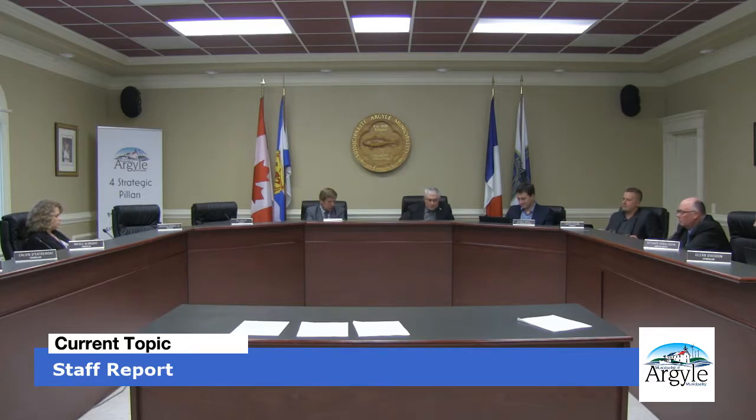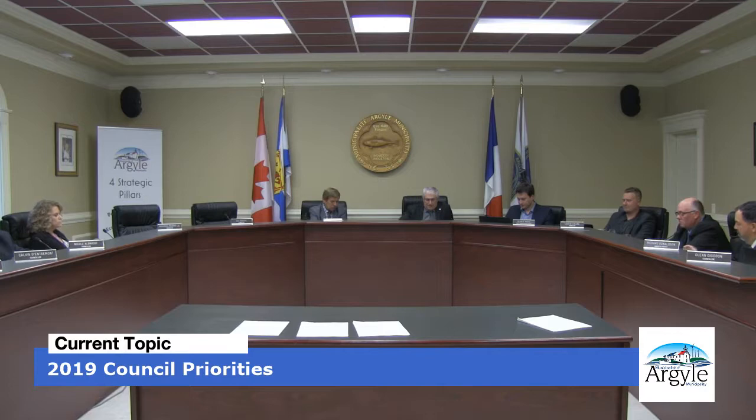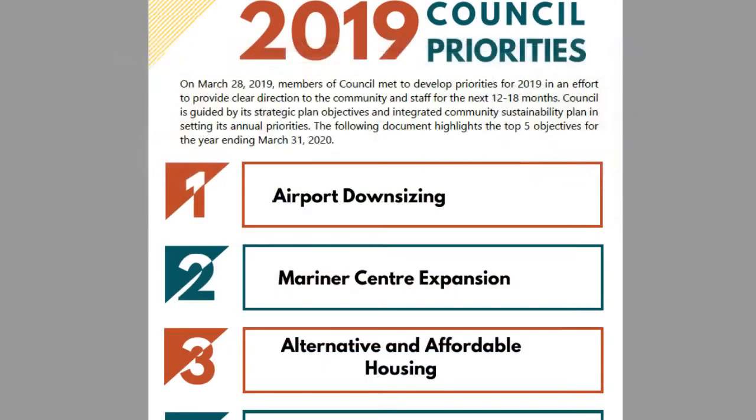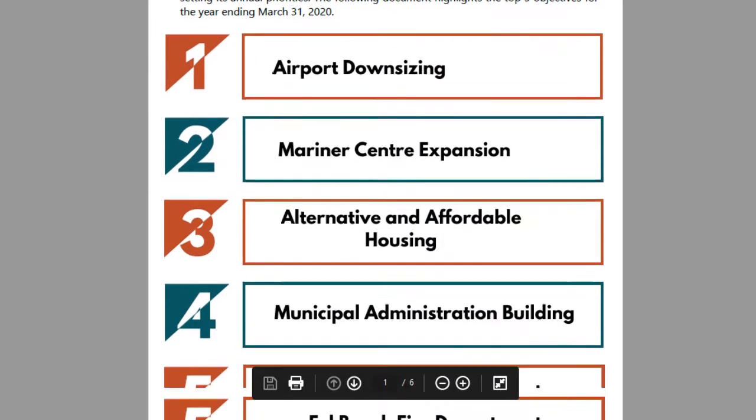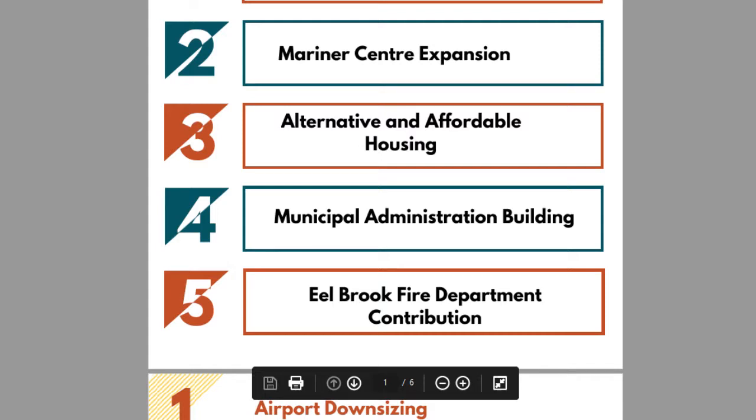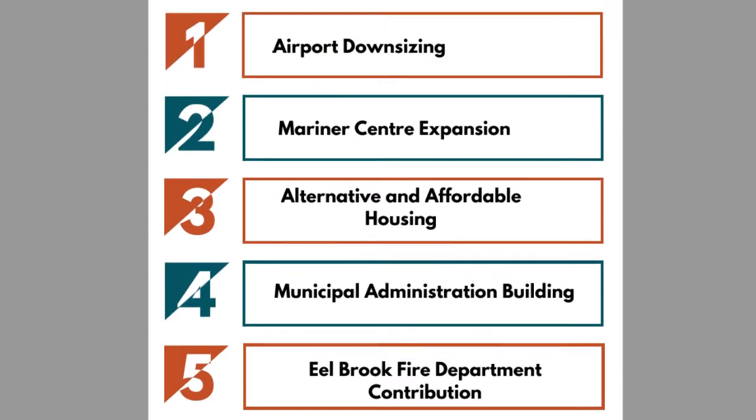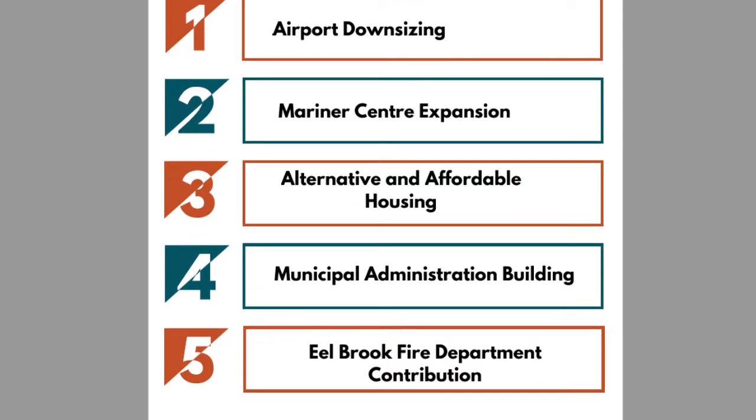Well, if there's no questions, strategic priority topics, there were none for decision. Council priorities, there's an attachment and all our five priorities are listed: airport downsizing, Mariner Center expansion, alternative and affordable housing, municipal administration building, and the Oakbrook Fire Department construction. So we need a motion to approve these.